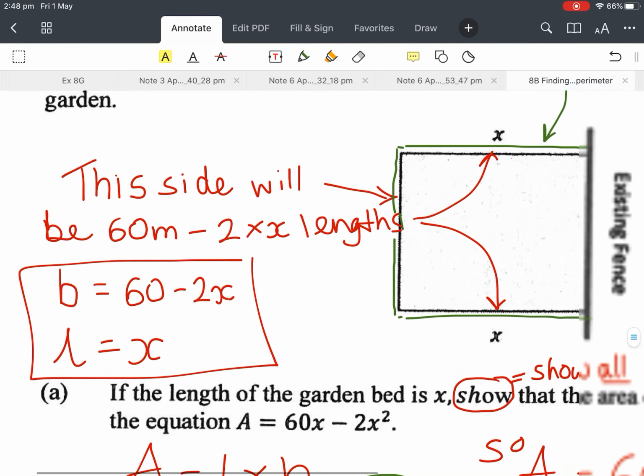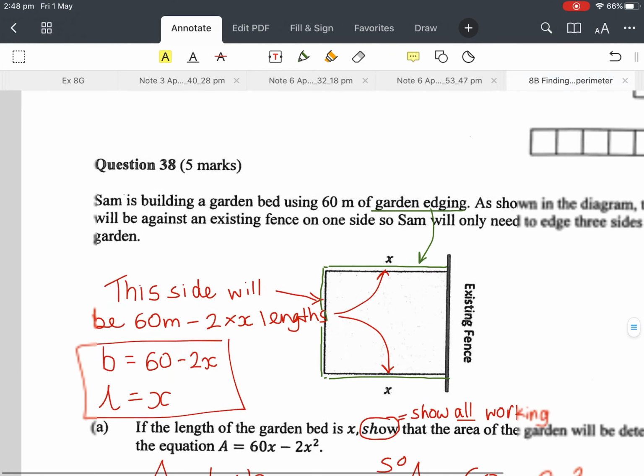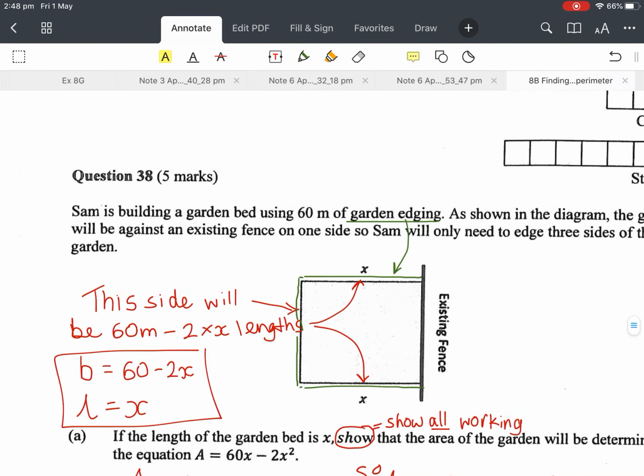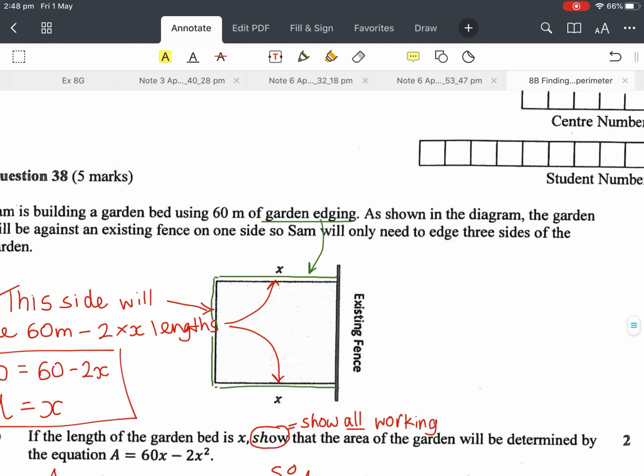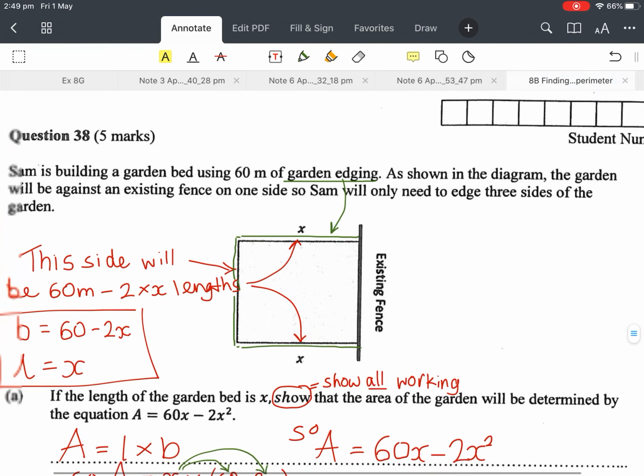So my next question, I'm not going to show you my answer yet in case you want to have a go, says, if the length of the garden bed is x, show that the area of the garden will be determined by the equation A equals 60x minus 2x squared. Now when a question says show, you've actually got to show all your working out. So that red writing that I've done above next to my diagram, I definitely need to show that so I can tell them where the 60 minus 2x came from.